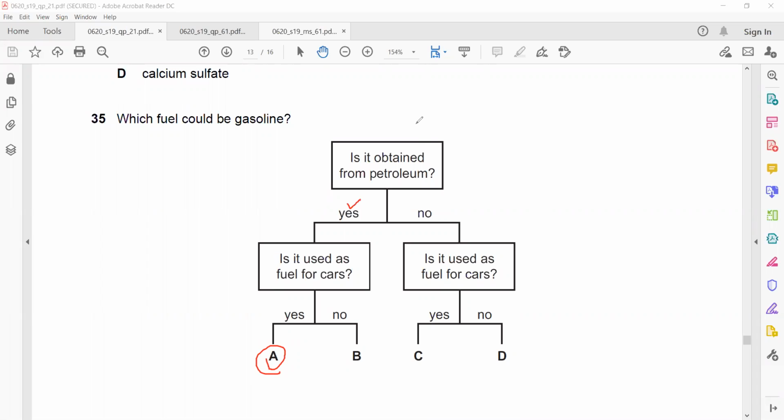Because when we do fractional distillation of the crude oil, we get different fractions. Gasoline, or the petrol, is one of them, and we use it as a fuel for the cars.